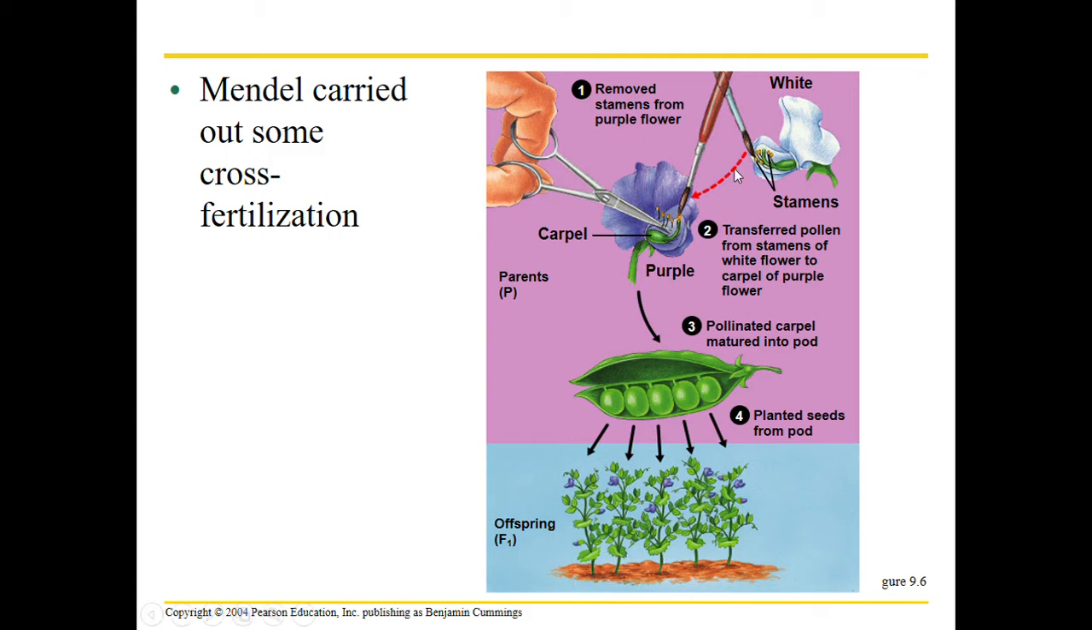So here's the white, purple, and this generation is called the F1 generation. The first group is the parent group, and their offspring we call the F1 generation. So parents are up here, offspring down here.